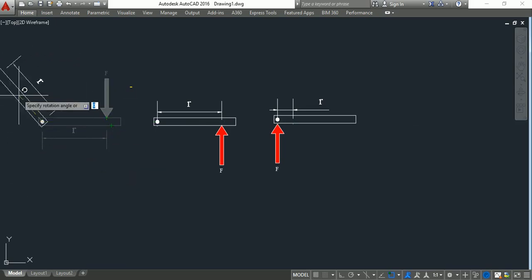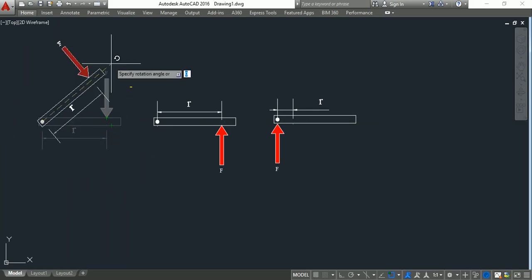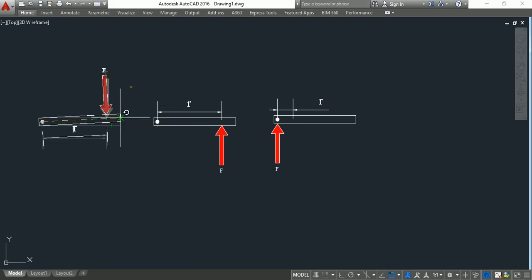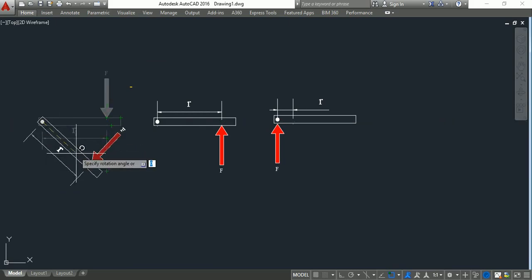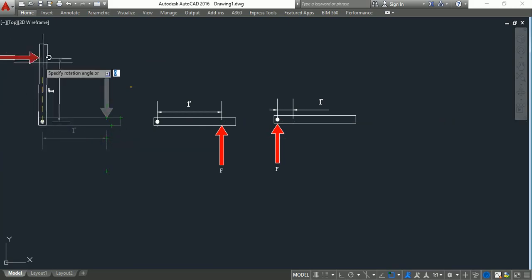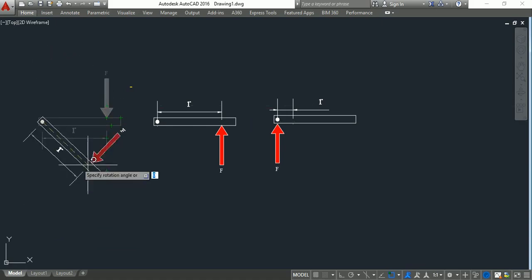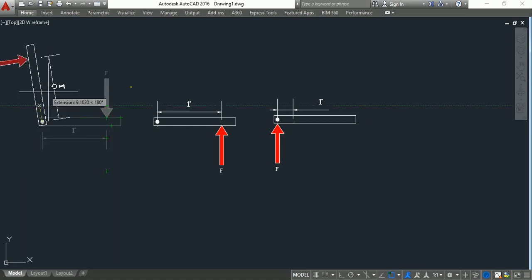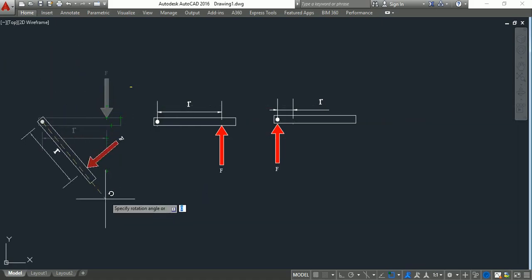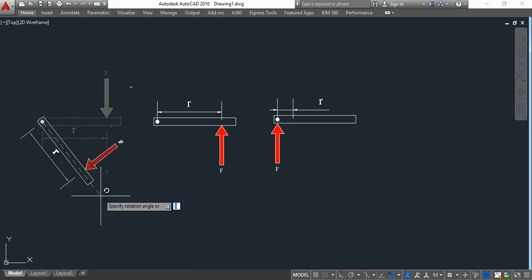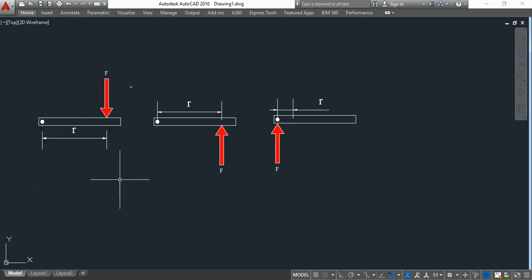See here, the body started to rotate in a clockwise direction about this fixed point. This is the fixed point. About this fixed point only it is rotating. The fixed point is there only. The body has started to rotate in clockwise direction due to application of the force. So the body is rotating about that fixed point.